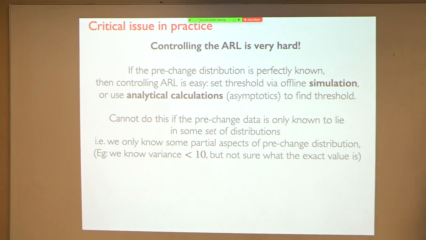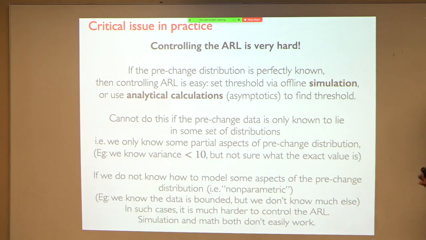But you cannot do this if the pre-change distribution is only known to lie in some set of distributions, and typically some non-parametric set of distributions. So we might only know some partial aspects of the pre-change distribution, like we might know that the variance is smaller than some number, but not exactly what that variance is, and so maybe you don't know exactly what to simulate from. I mean, this is still maybe a simple case. You can say just simulate from variance 10 because that will be the worst case, but there will be other non-parametric problems we look at where there is no notion of a worst case distribution that you're trying to protect yourself against. So, we're going to look at problems which is somehow not amenable to setting the ARL by simulation.